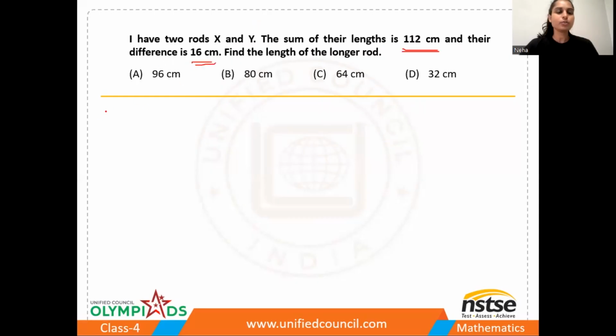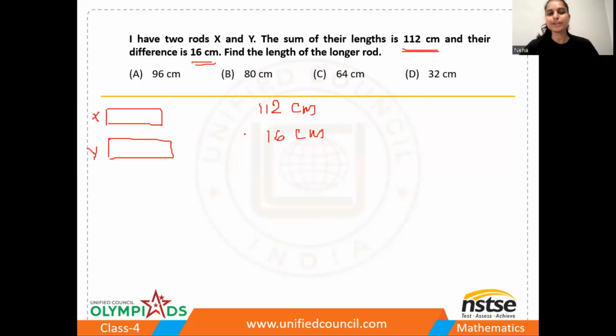Okay. So there are two rods. The first rod is x. The second rod is y. So the sum of their lengths is 112 centimeters, and the difference is 16 centimeters. So what is the length of the longer rod? We have to find out the length of the longer rod here, right?